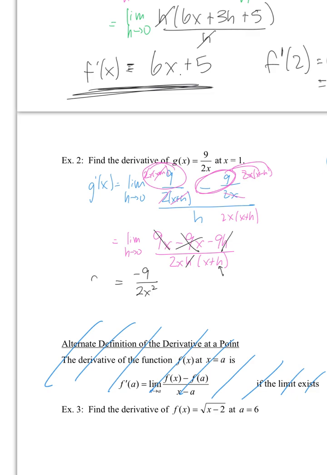Okay, so this is my derivative. G prime of x equals all of that. This particular problem is asking us to do it at x equals 1. So G prime of 1 is negative 9 over 2.